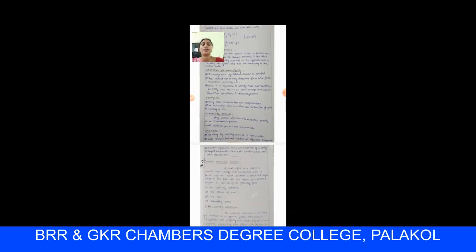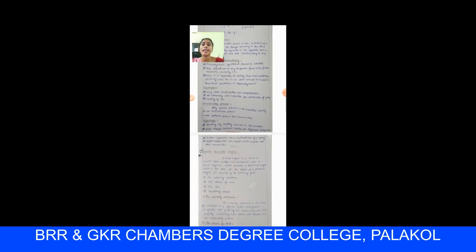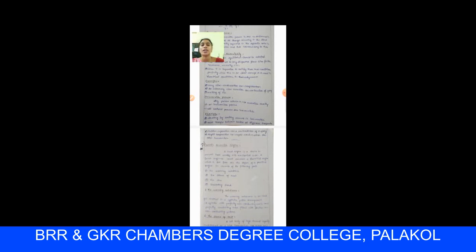Here the conditions for a reversible process are that thermodynamic equilibrium should be satisfied, and there should not be any dissipative forces like friction, resistance, viscosity and so on. Since it is impossible to satisfy these two conditions perfectly, it is an ideal concept, and it is used in theoretical conditions in thermodynamics.